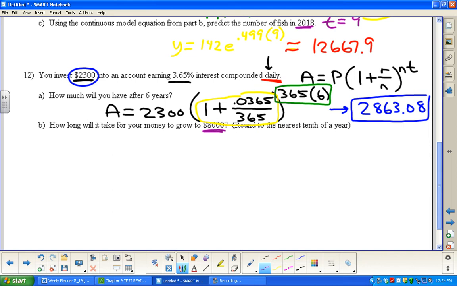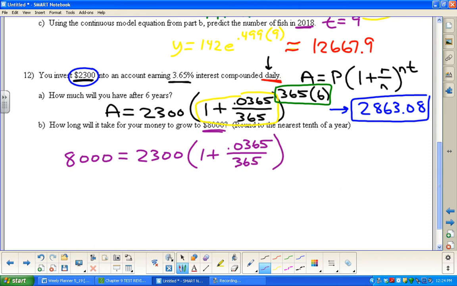Okay, so let's say you need to get up to $8,000. How long is it going to take? So let's say from when you first put the money in. So we want the ending amount to be 8,000. That's going to equal, I'm using the same formula. We started with the 2,300, still the same 1 plus the rate over N. The exponent now, we know N, but the thing we want to know is how long it is going to take. So that's going to be our T value. That's our variable here.